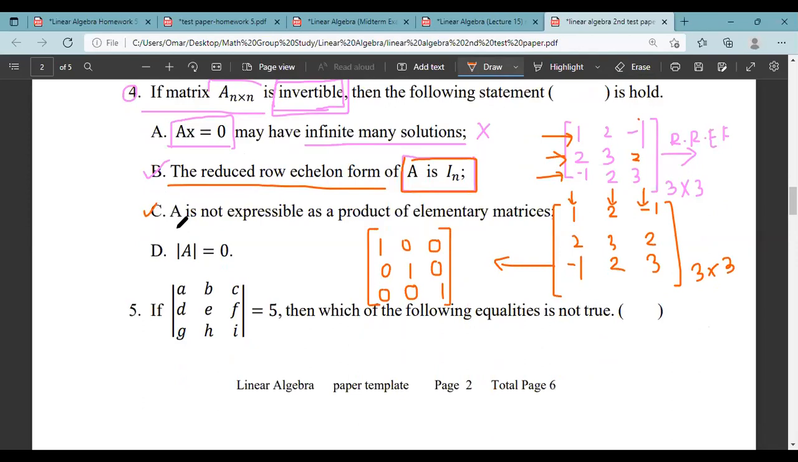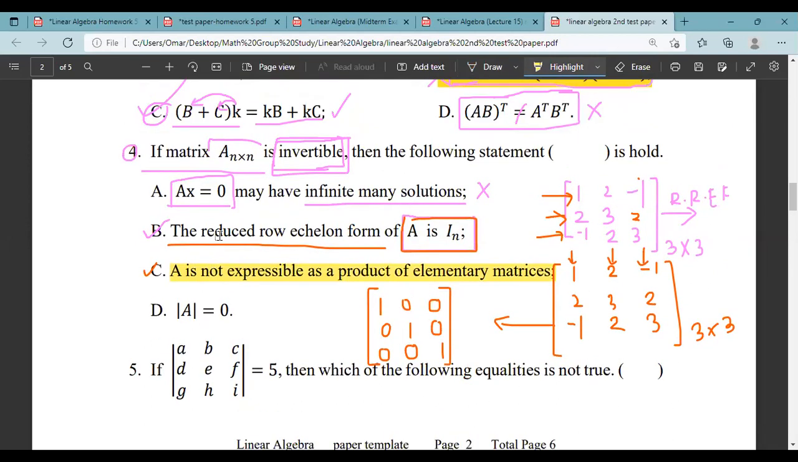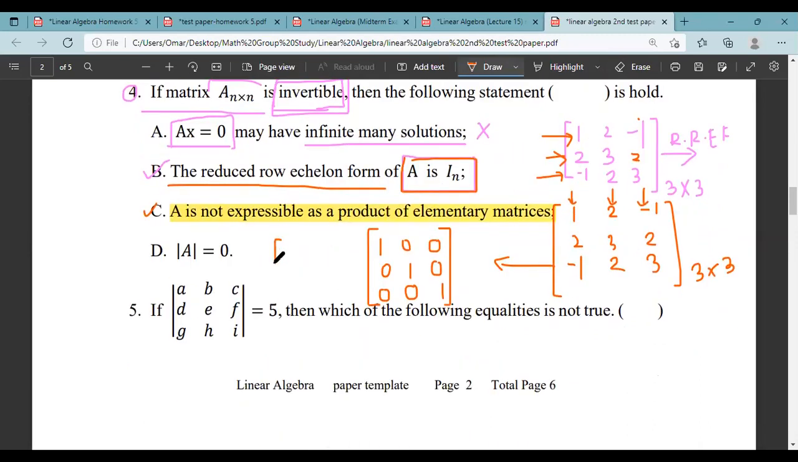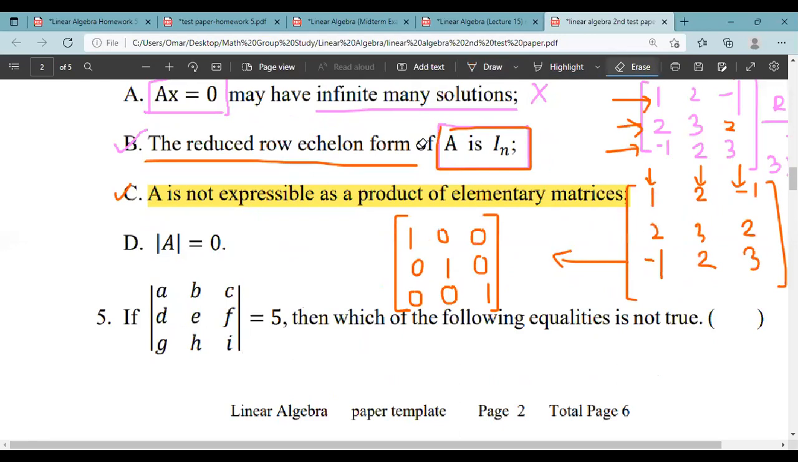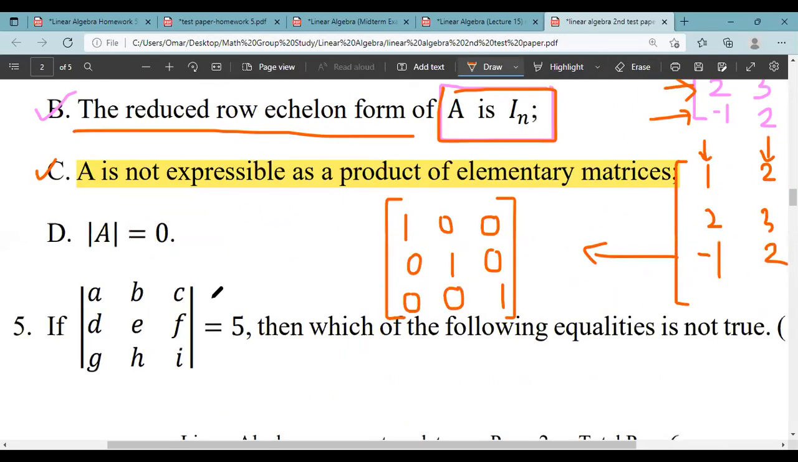Number C. A is not expressible as a product of elementary matrices. This matrix is not expressible as a product of elementary matrices. Elementary matrix means if we have a matrix, for example 1 2 and 2 1. Oh, I have to write it a little bit bigger.